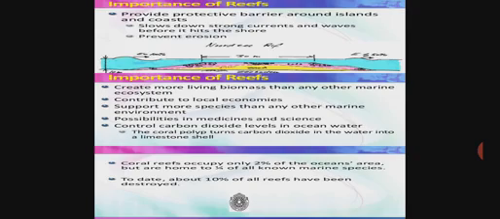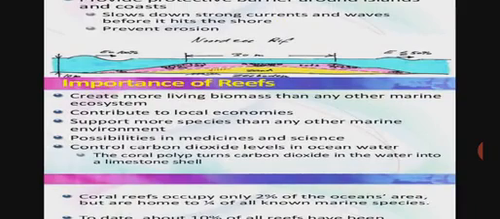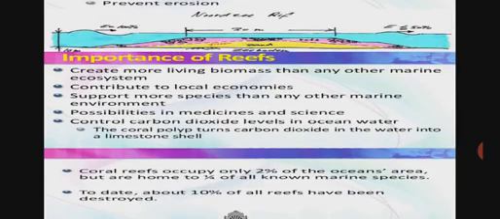Then coming to the importance of reefs, reefs provide a protective barrier around islands and coasts, and they slow down strong currents and waves before they hit the shore, and prevent erosion of the soil or the sand that is there on the seashore. So you can make out that kind of barrier that is being formed by these coral reefs here. And the other importance of reefs are as follows.